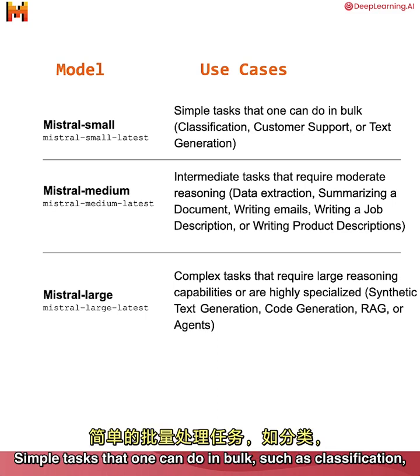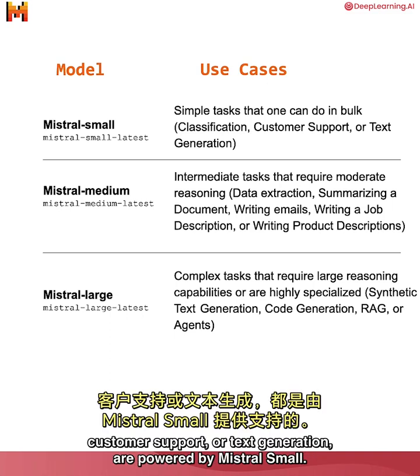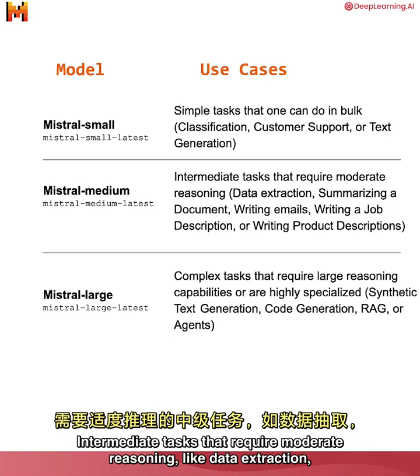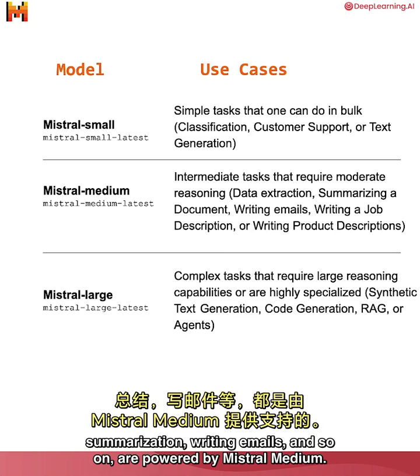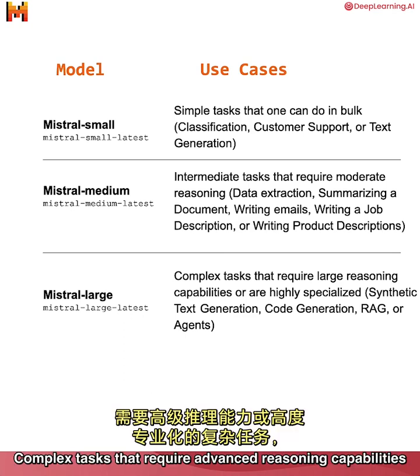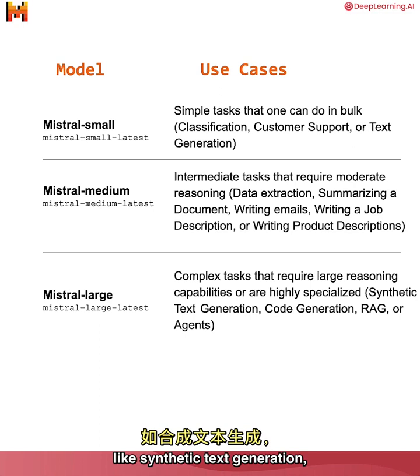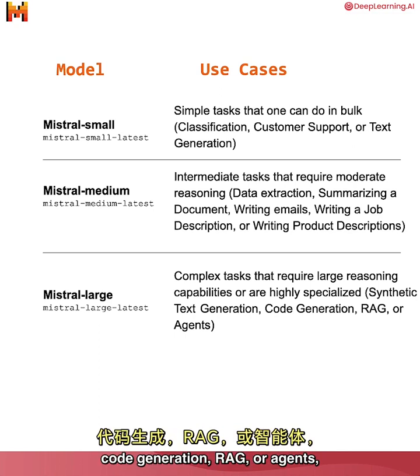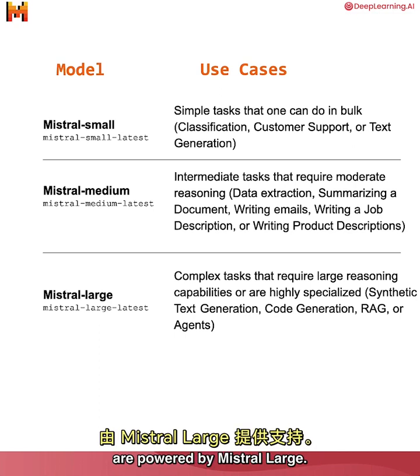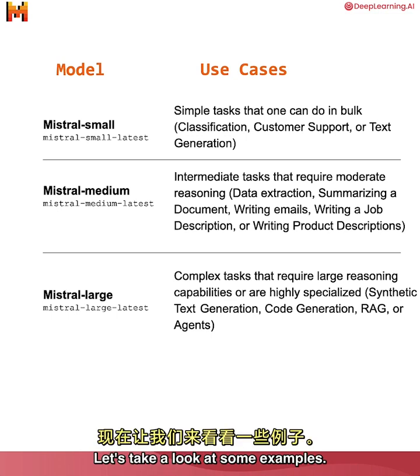Simple tasks that one can do in bulk, such as classification, customer support, or text generation, are powered by Mistral Small. Intermediate tasks that require moderate reasoning, like data extraction, summarization, writing emails, and so on, are powered by Mistral Medium. Complex tasks that require advanced reasoning capabilities or are highly specialized, like synthetic text generation, code generation, RAG, or agents, are powered by Mistral Large. Let's take a look at some examples.